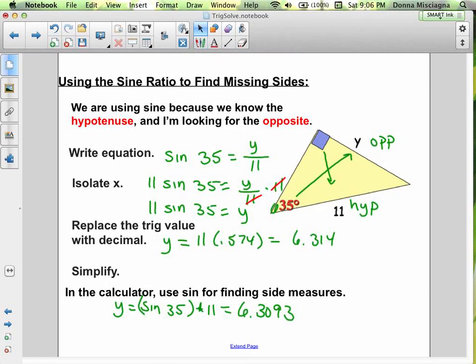And there we go. All right. So our answer is a little bit more precise using the calculator, but either is fine. Notice they're the same to at least 2 decimal places or 1 decimal place.